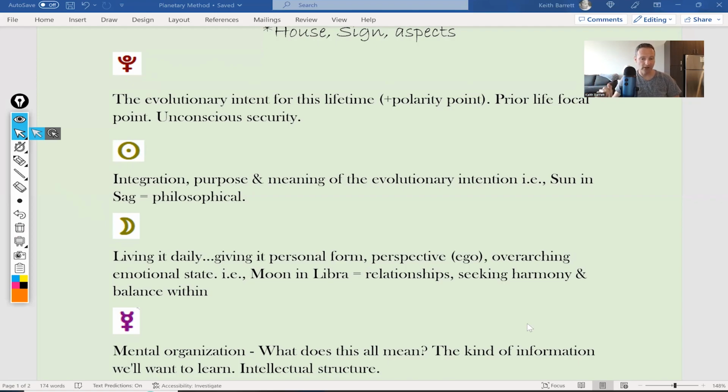So what is my perspective? But it's also your emotional state. I call it your overarching emotional state because your emotions change sometimes minute by minute, day by day, so they're never a steady state. But when I say overarching emotional state, my example here is moon in Libra. Your overarching emotional state is slanted towards finding harmony and balance within, which then projects harmony and balance within relationships. So how are you living this on a daily basis? And what lens are you looking through in this lifetime? What is your perspective?